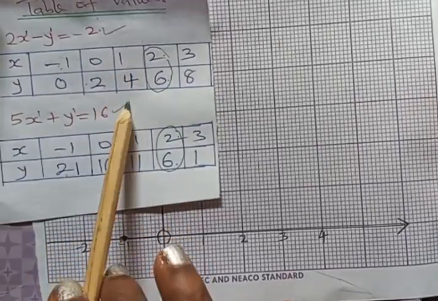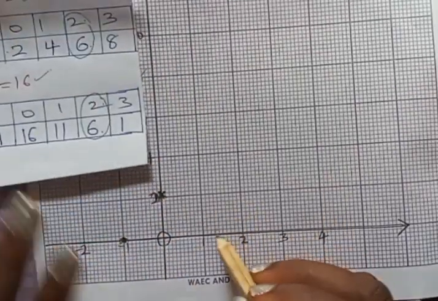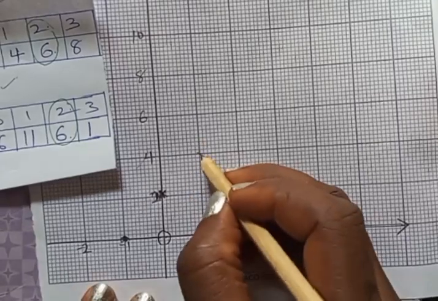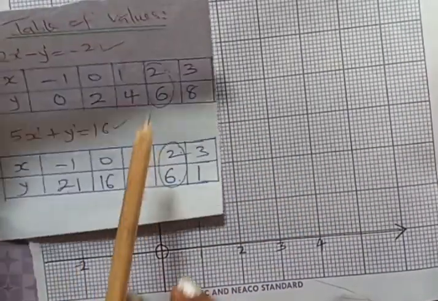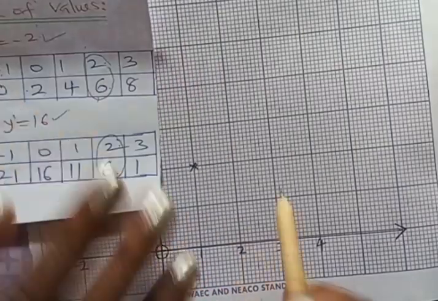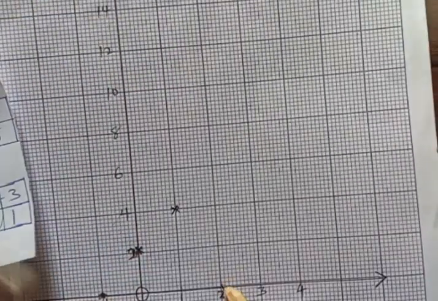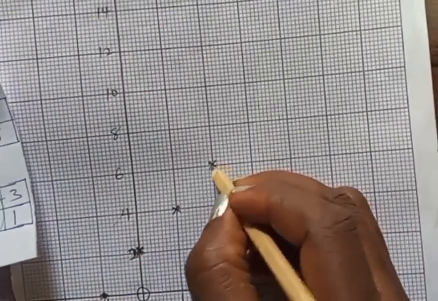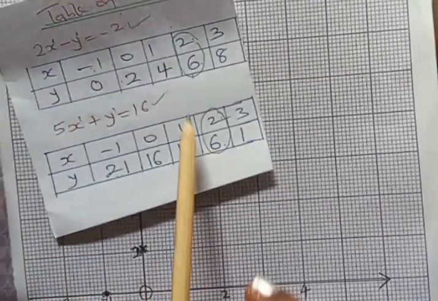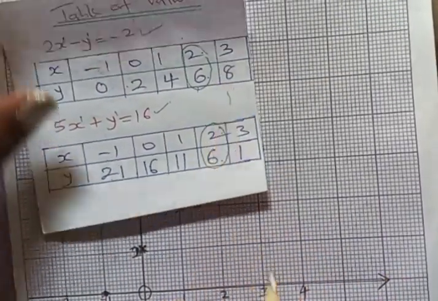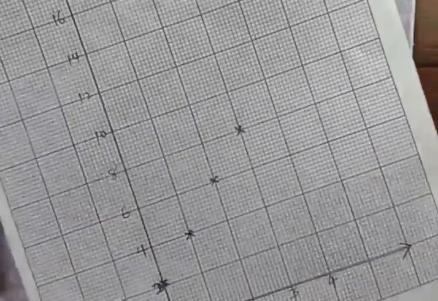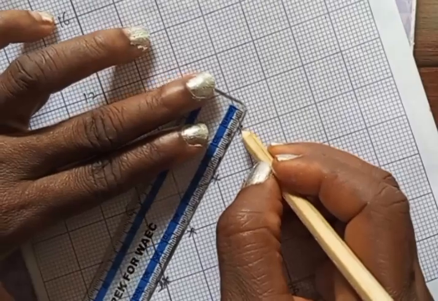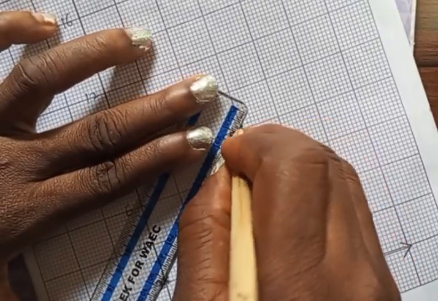At 1, 4, we trace 1 to where we have 4. We plot it. At 2, 6, we trace 2 to where we have 6 here. At 3, 8, we trace 3 to where we have 8 here. Then we draw our line. It's going to be straight, like I said.